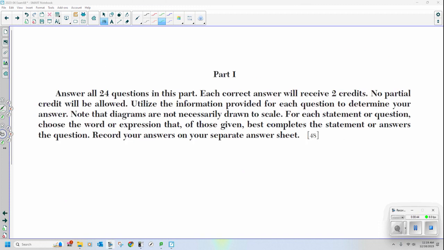Just a quick note, part 1, which is the multiple choice, has 24 questions. Each correct answer will receive 2 credits, and no partial credit will ever be allowed on multiple choice. It's either right or it's wrong. Use information provided for each question to determine your answer. Note that diagrams are not necessarily drawn to scale, and for each statement or question, choose the word or expression that, of those given, best completes the statement or answers the question. Record your answers on a separate answer sheet. Of course, you're given a bubble sheet. We're just going over the problems today.